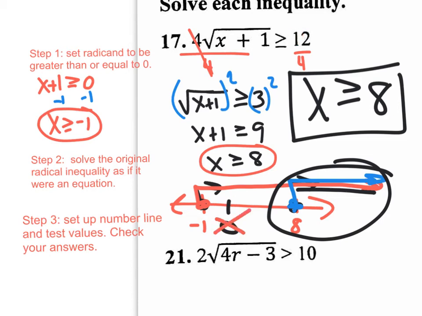0 doesn't work. If you pick a negative number over here, like let's say negative 10, whatever. If you pick negative 10 and plug it in, negative 10 plus 1, that's negative 9. The square root of negative 9 is 3i. You can't compare imaginary numbers with real numbers. So that didn't work either. So the negative 10 didn't work either. The only ones that will work are the ones that are either 8 or greater than 8.